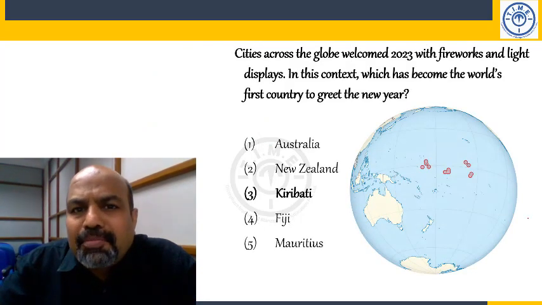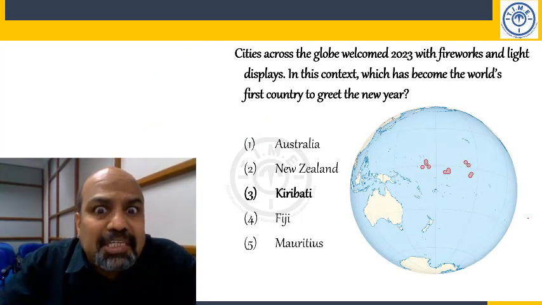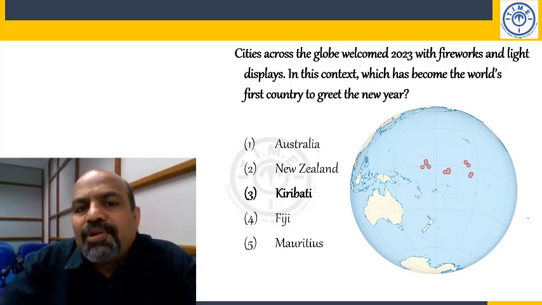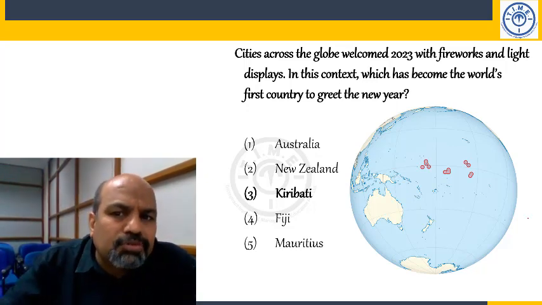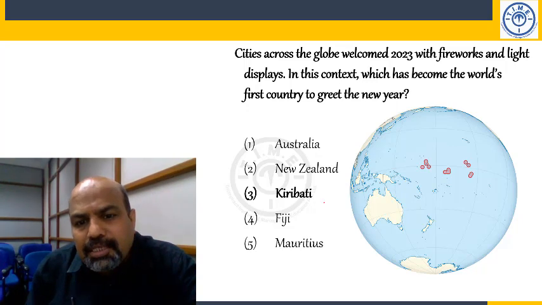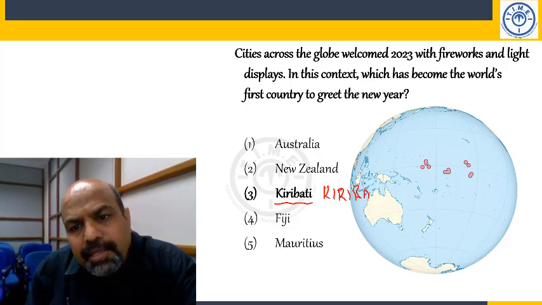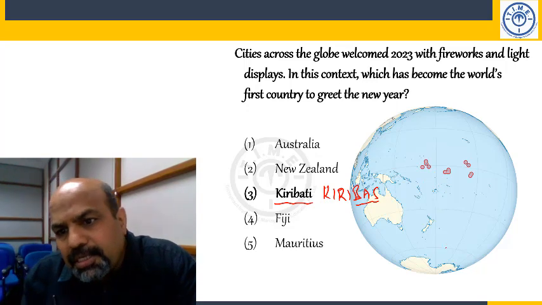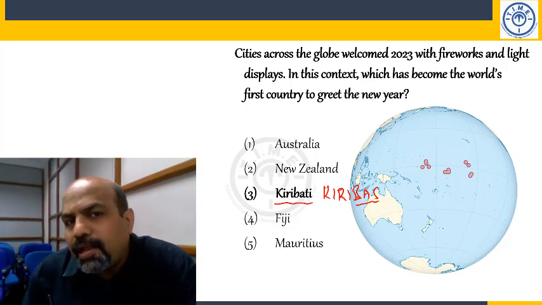Cities across the globe welcome 2023 with fireworks and light displays. In this context, which is the world's first country to greet the new year? Kiribati. In their local language, it is pronounced Kiribati. See, this country is said to exist in 4 different hemispheres.